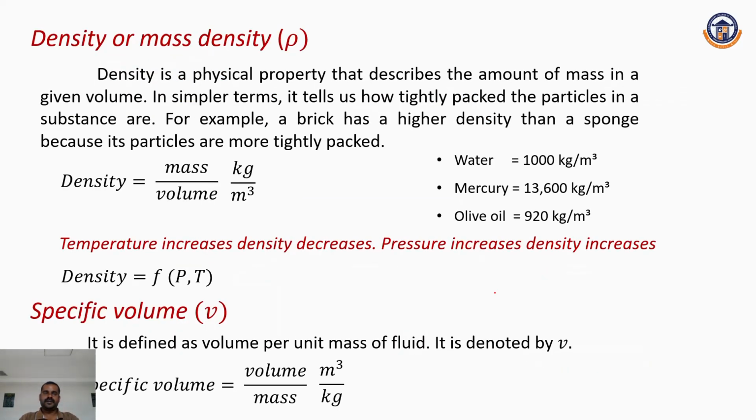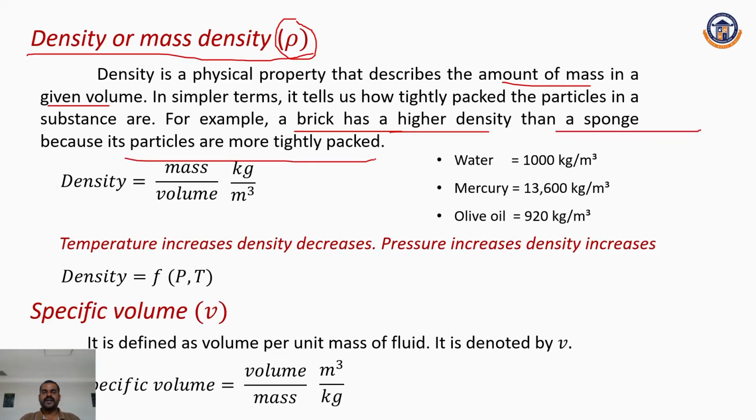Next, we will discuss the fluid properties. The first property for any fluid is density, or mass density, denoted by rho. Density is generally referred to as the amount of mass in a given volume, that is, how much mass for a given volume of any body or fluid is packed. For example, a brick has a higher density than a sponge because the particles are more tightly packed.